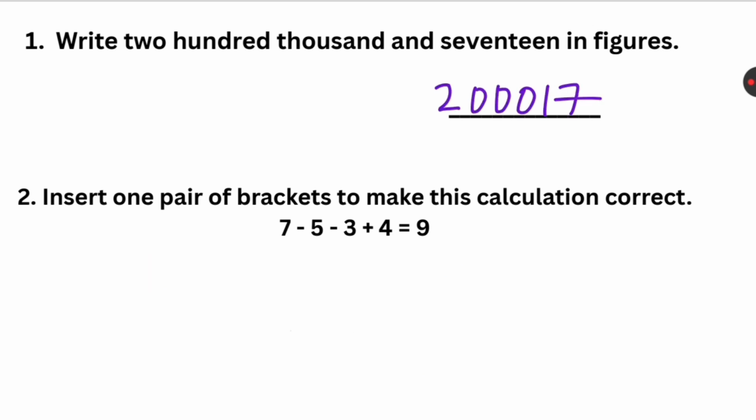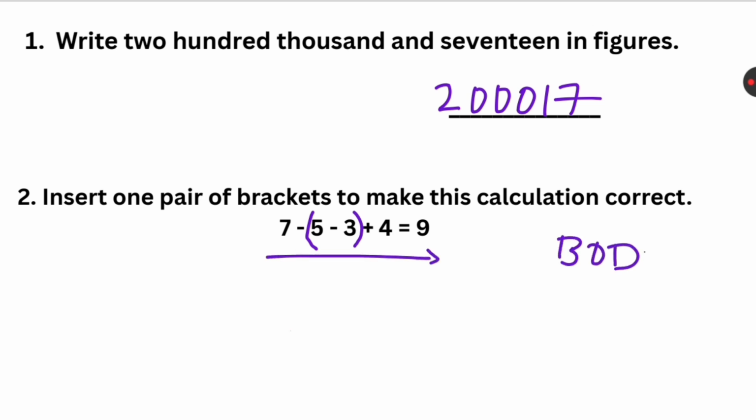Let's see the next one. Insert one pair of brackets to make this calculation correct. So we have to use the brackets only. Here the right hand side result is 9. If you place the brackets in between 5 and minus 3, then to solve this we need to follow the BODMAS rule, isn't it?